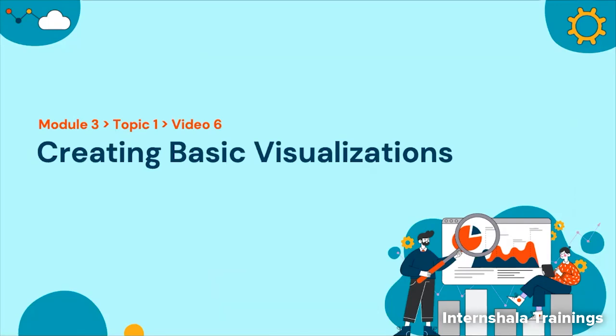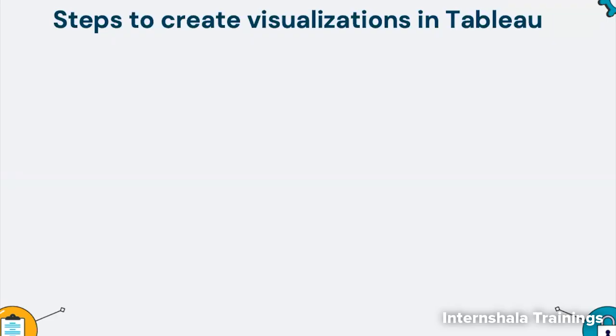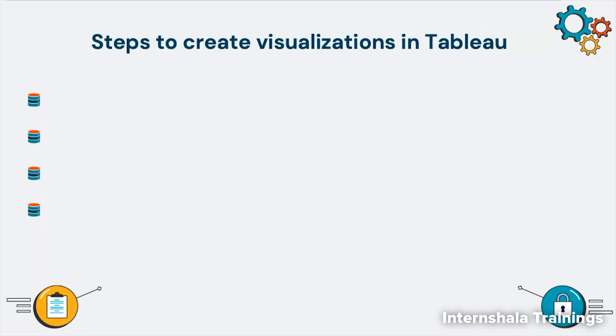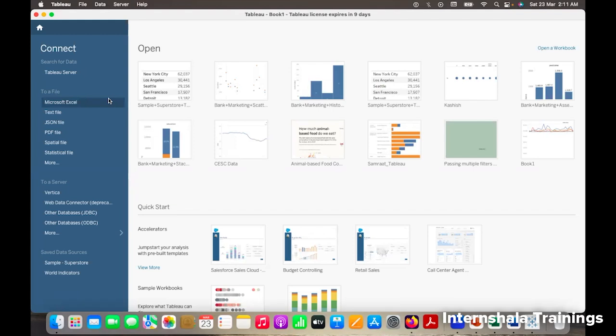In this video, we are going to create basic visualization in Tableau Desktop. As we have covered till now, the initial steps to create visualizations in Tableau, first one is connecting to data. Where we open Tableau Desktop, we click on the connect to select the data source. Tableau supports various data sources like Excel, CSV, databases, and cloud platforms. So we will choose the appropriate data source and establish the connection.